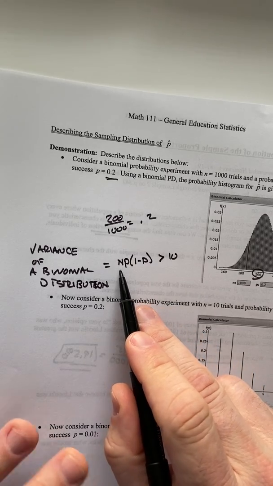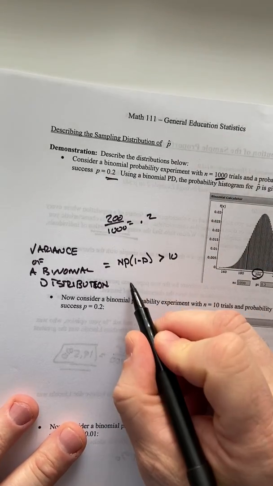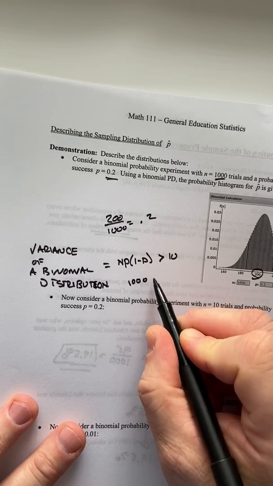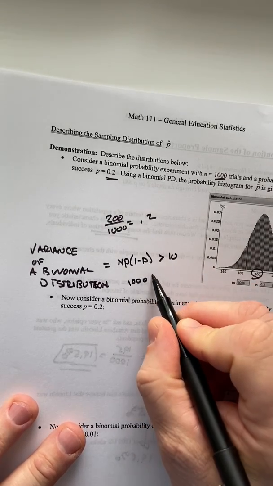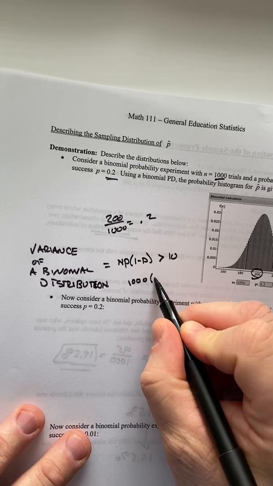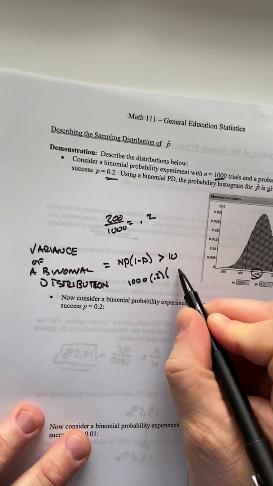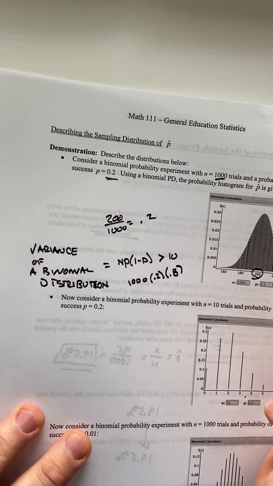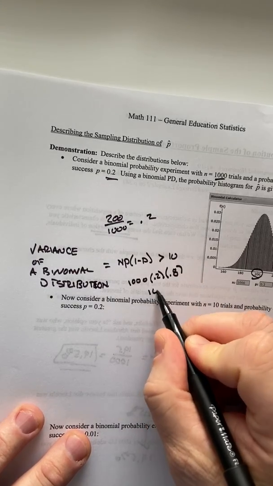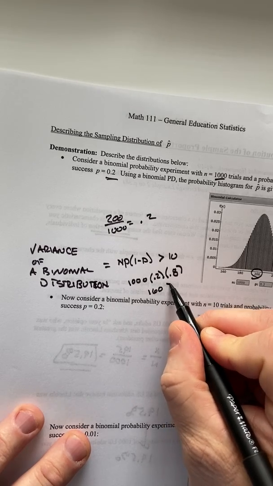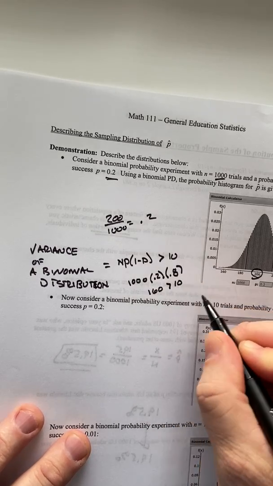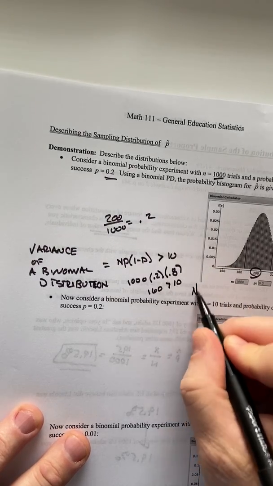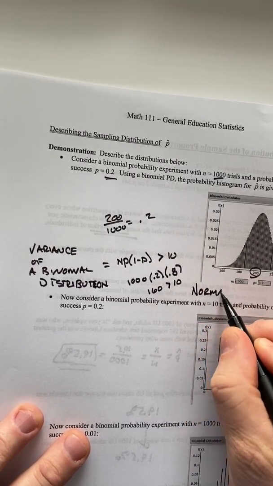n, the number of trials, p, the probability, we used to call it probability of a success, and 1 minus p, we called that the probability of a failure. When you multiply those things together, you get 160. Is 160 greater than 10? Of course it is. That's why this thing looks so good. It is a normally distributed curve.